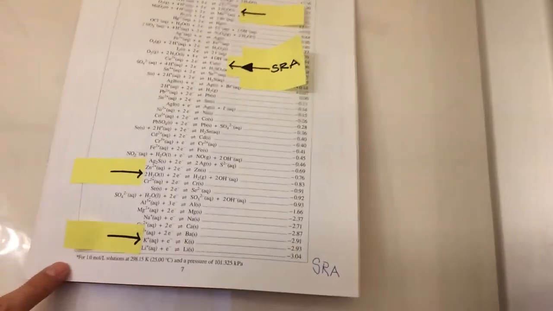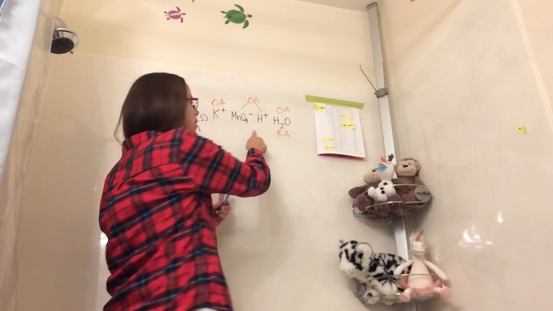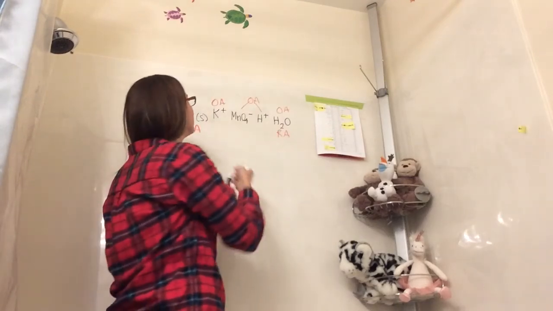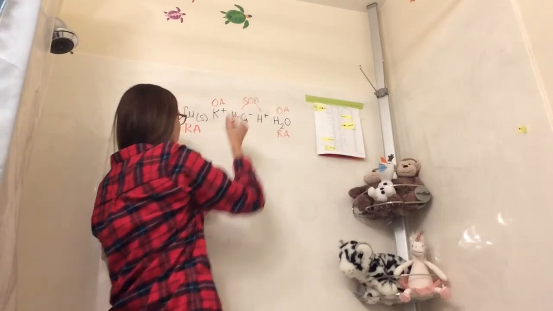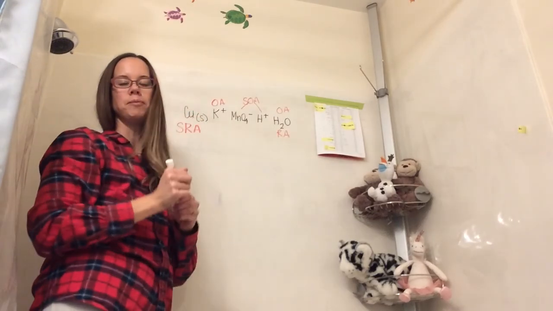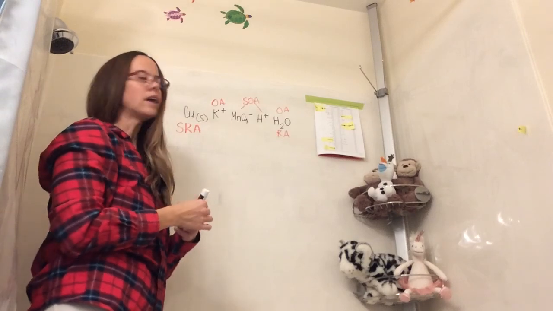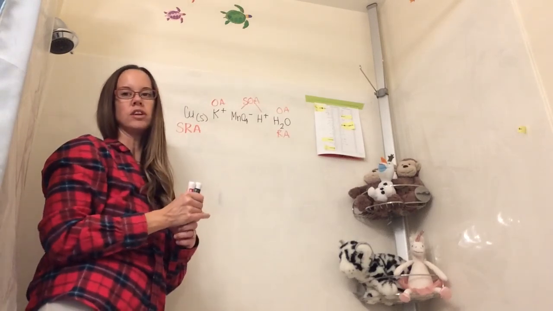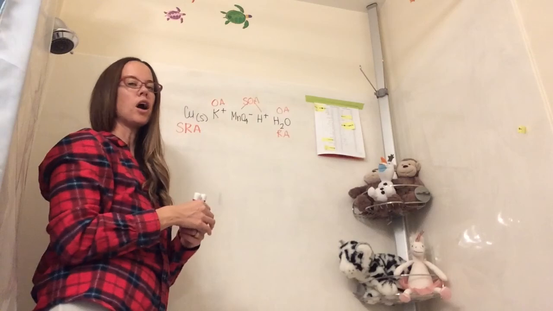Right, strongest reducing agent goes from bottom right, and then the weakest is the top right. Strongest oxidizing is top left, weakest oxidizing is bottom left. All right, so our strongest oxidizing agent we have chosen is our MnO4 and our hydrogen ions. And then our strongest reducing agent is our copper. The next step then is to write the half reactions as we see them on our table.